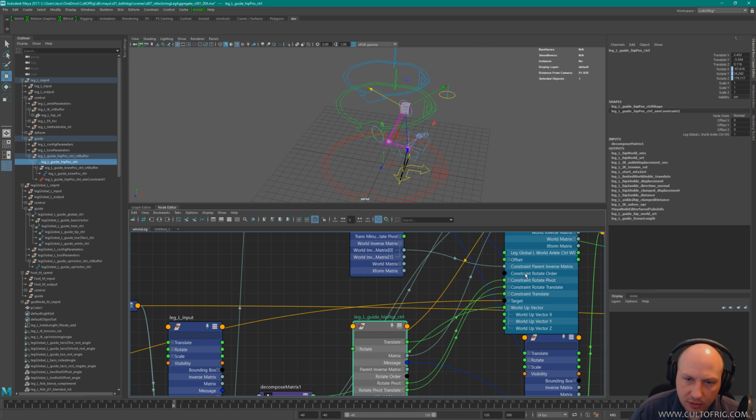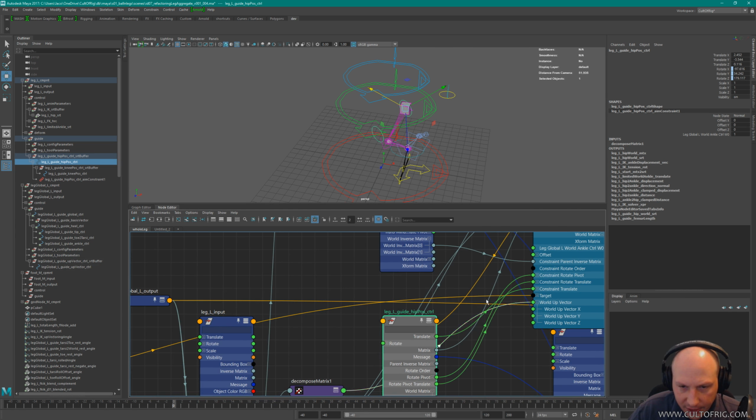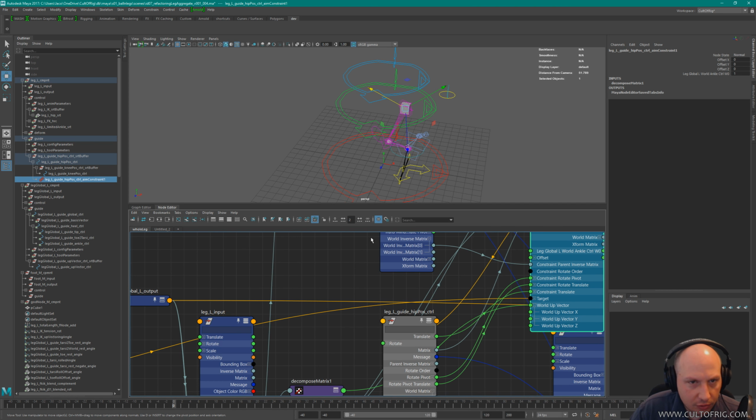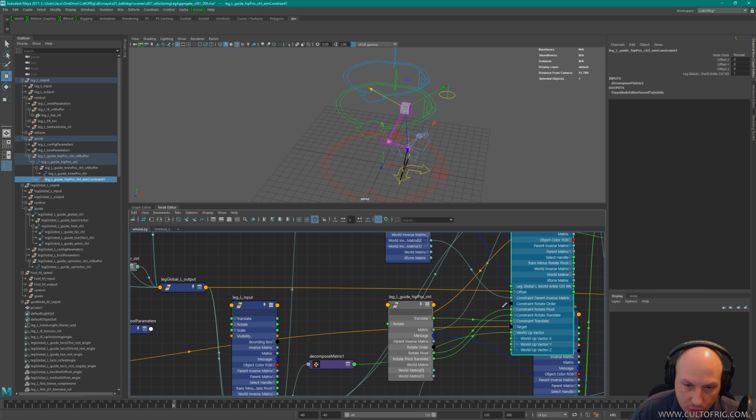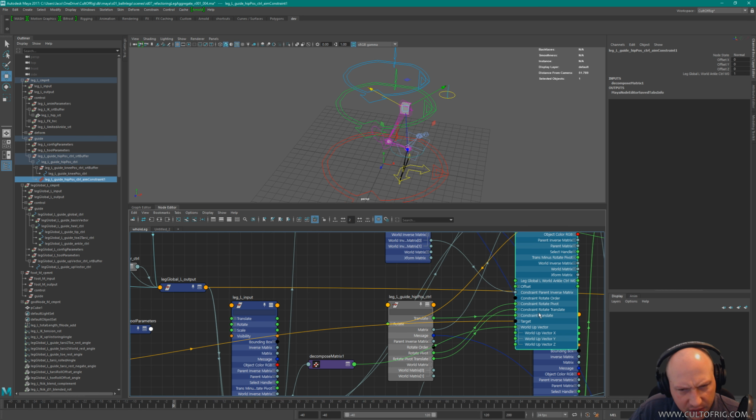Now, constraint rotate pivot, constraint rotate translate, constraint translate, and so on. I get it. Again, it makes perfect sense for the general case. People use pivots. I don't, and this is one of the reasons why I don't use it. So that is also gonna go. Constraint translate, this one is okay. Yeah, that makes sort of sense.